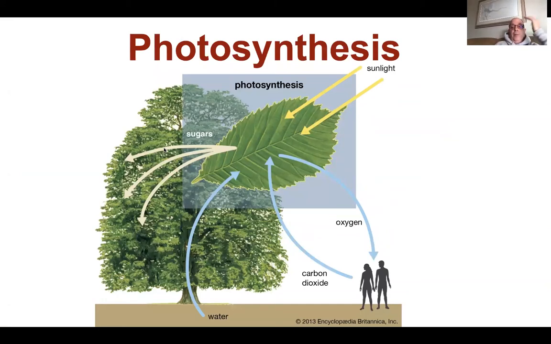Photosynthesis, you can see in the picture, we've got sunlight striking a leaf. We've got carbon dioxide that comes in through the stomata on the underside of the leaf. Water comes up from the roots, and the glucose that's made through photosynthesis becomes part of the plant.